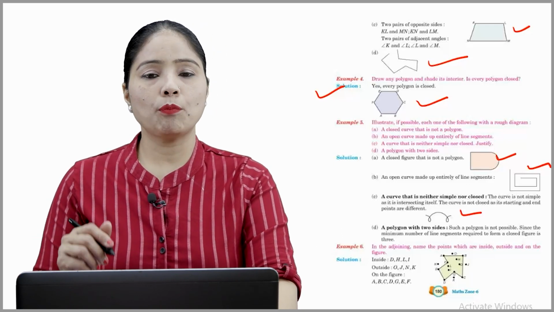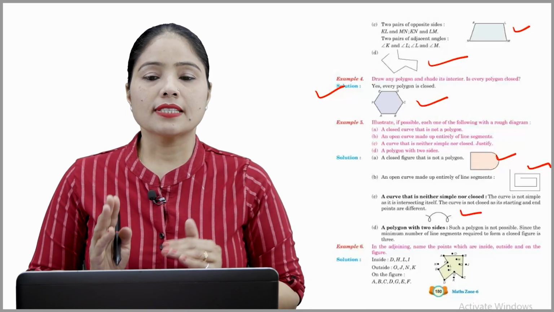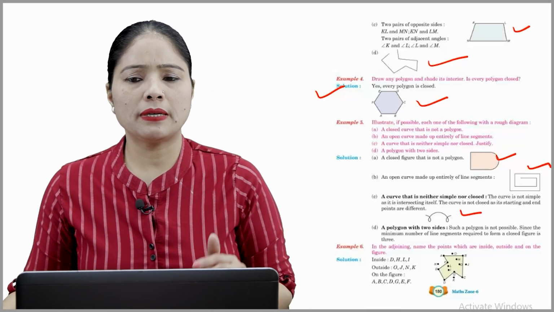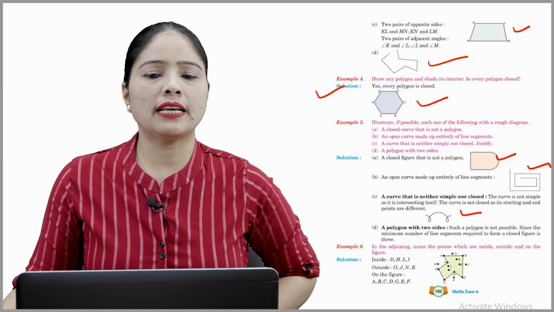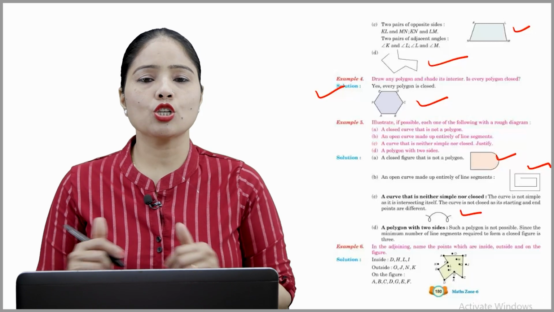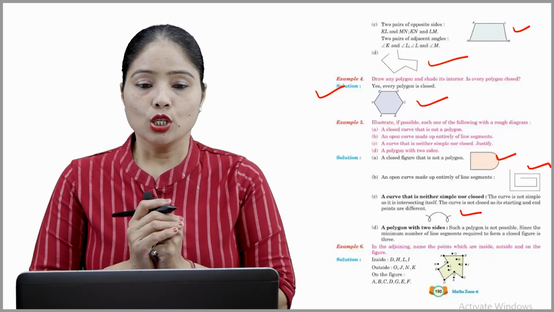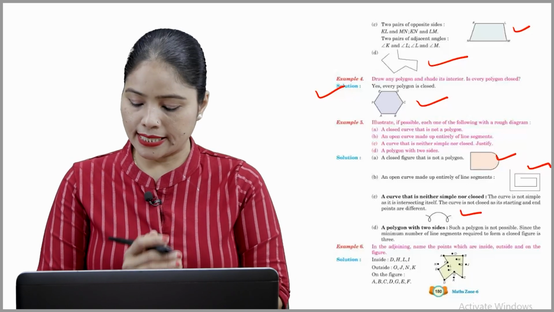D part is a polygon with 2 sides. Such a polygon is not possible since the minimum number of line segments required to form a closed figure is 3. So this is not possible, beta. Okay, we cannot make a polygon with 2 sides at all. So now move on to example 6.